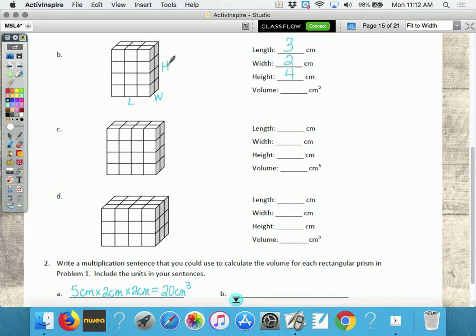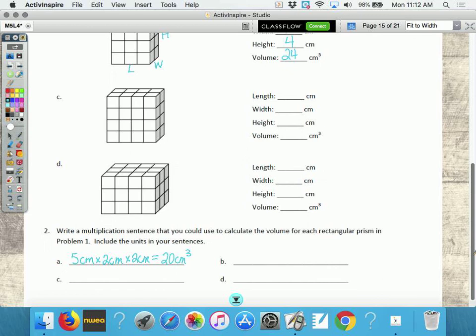Okay. So 3 times 2 is 6. What's 6 times 4, Miguel? 24. Okay. So the sentence, tell me what to write. 3 centimeters times 2 centimeters times 4 centimeters equals 12 centimeters squared. 24, you mean? Oh yeah, 24. And cubed? Yeah. Okay.